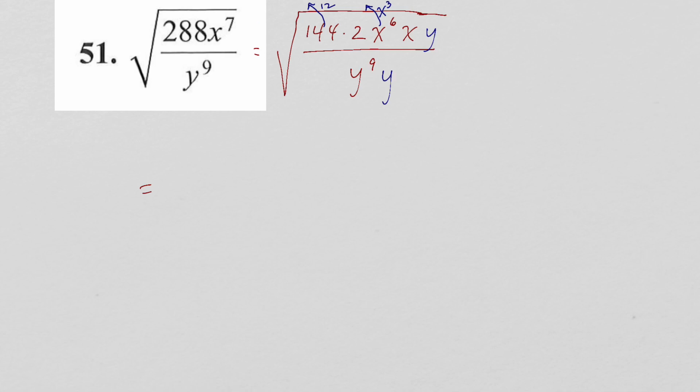So in the numerator, you have a 12x cubed, and you're left with the square root of the things you couldn't take out, which are 2x and y. And in the denominator, you have y to the 10. When you take that out, you divide the 10 by the 2 here, and you get y to the 5. And that's your final answer.